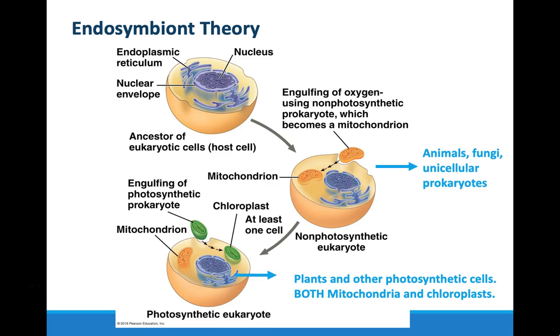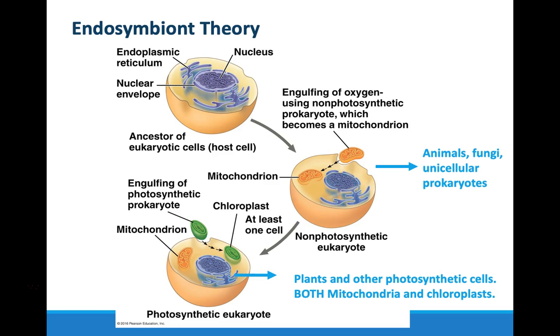So this went on to form our animal and fungi and protist lineages. Remember that our protists are unicellular eukaryotes. So some of them went on to form that lineage. But one of them, at least one of them, went on and decided to engulf a photosynthetic bacterium. Again, this led to a symbiotic relationship and ultimately led to our plant lineage and some of our other photosynthetic cell lineages.